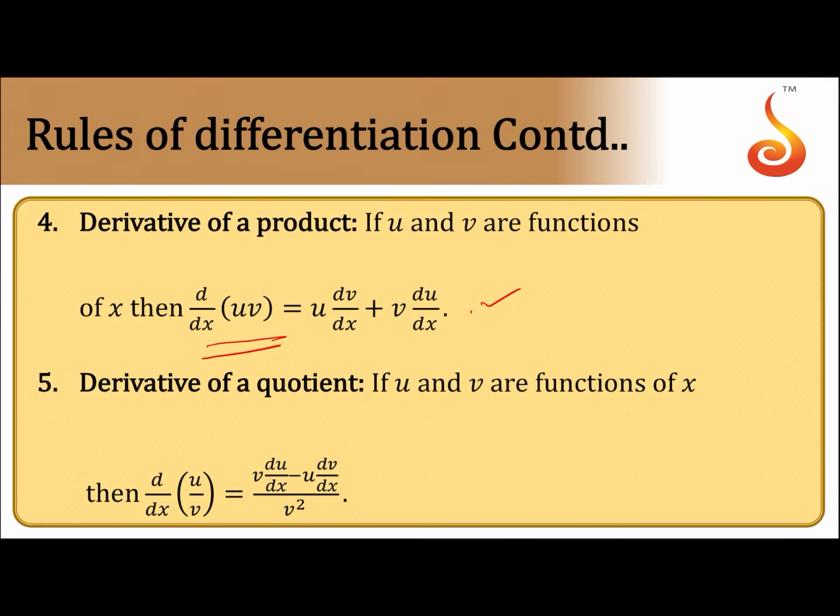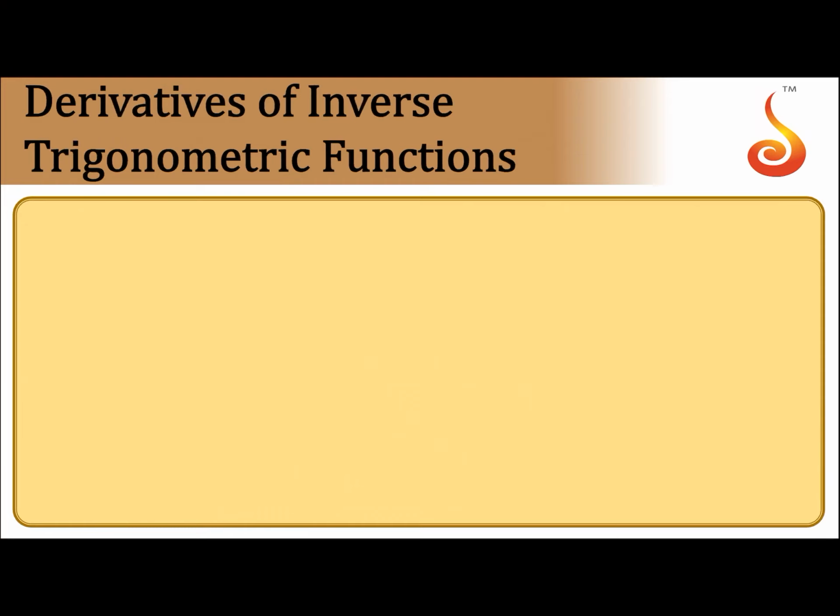And the derivative of the product. This is also called the product rule. First function into derivative of the second function, plus second function keeping it as it is, and the derivative of the first function. The next is the quotient rule. d by dx of u by v is nothing but v du by dx minus u dv by dx, divided by v square. Quotient rule.